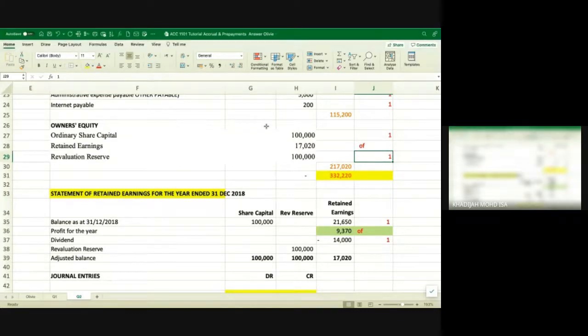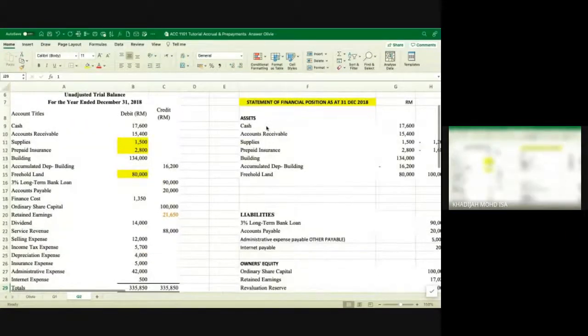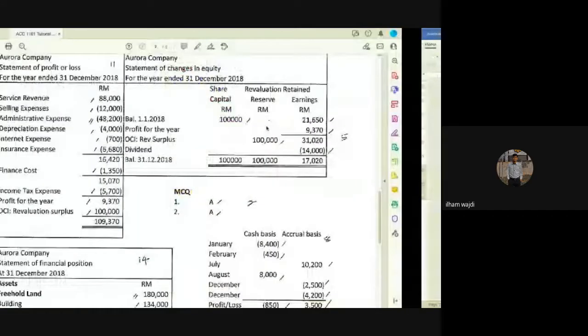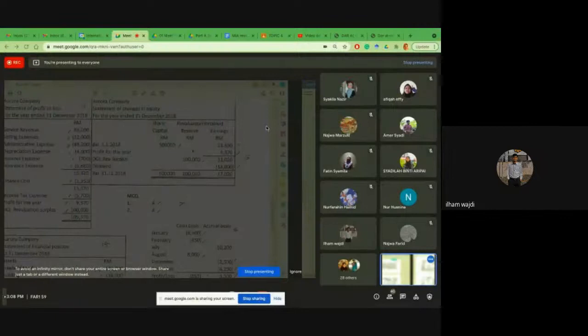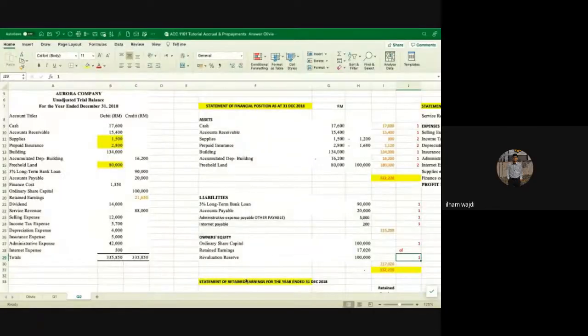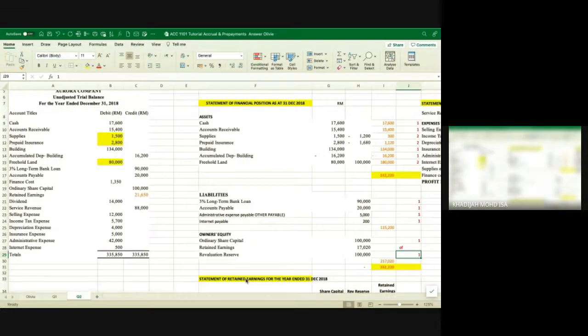Before this, have you done it in such a way? Yes. Oh, you really do it like that? Statement first, directly? Do journal first. How did you do it before this, Ilham? Journal first, madam. Journal first, then after that, you transfer.